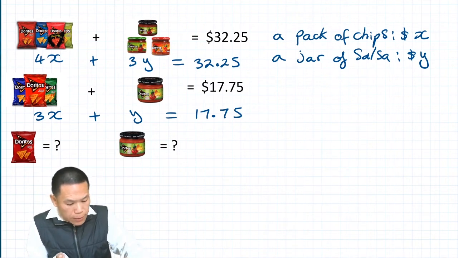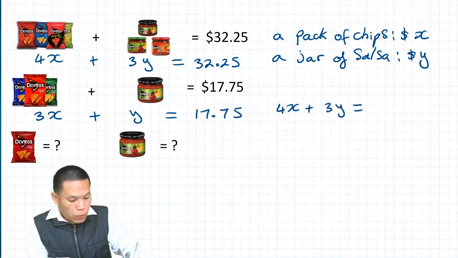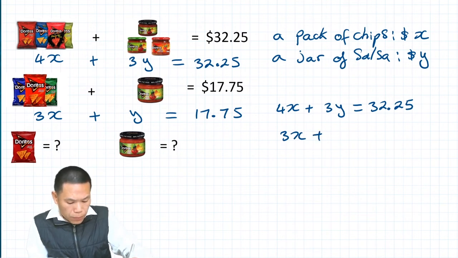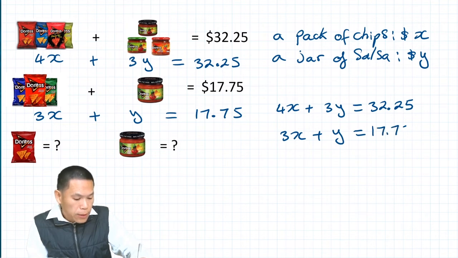So 4x plus 3y is equal to 32.25, and 3x plus y is equal to 17.75.